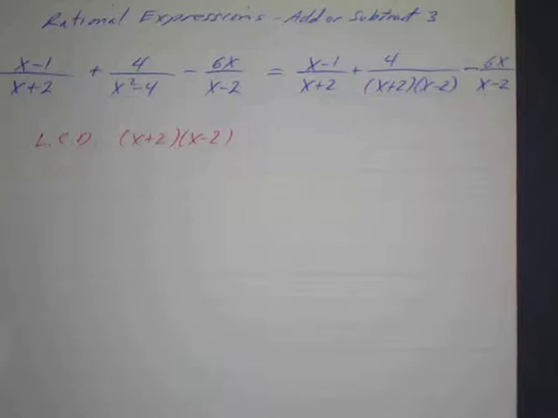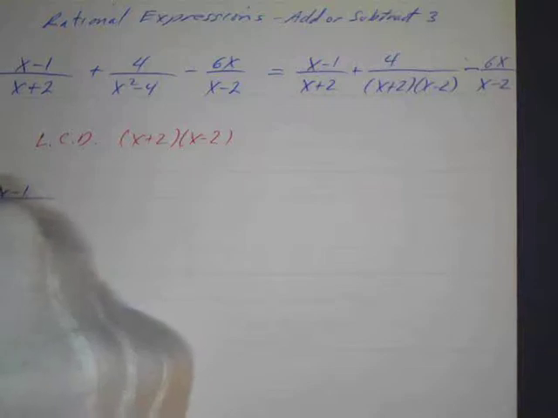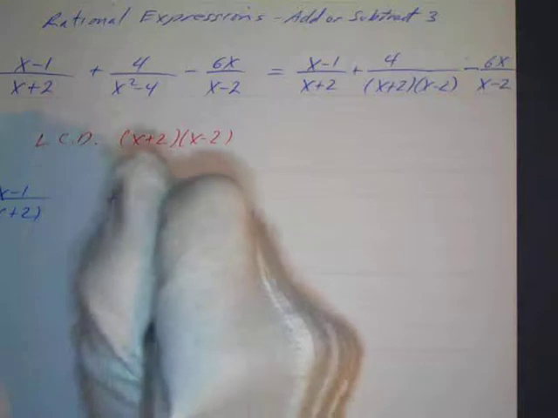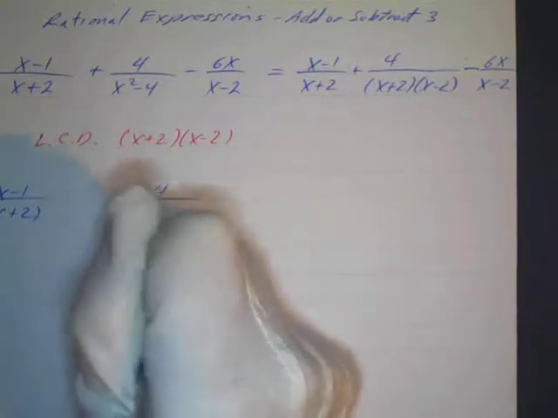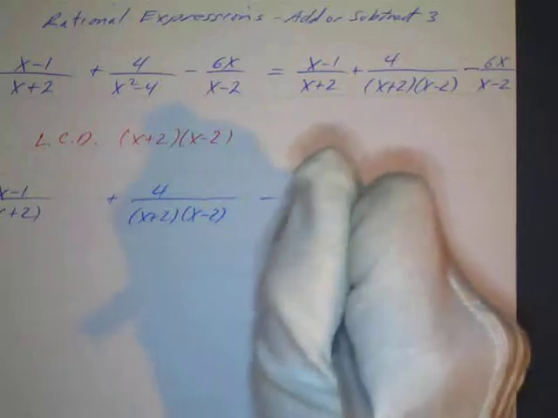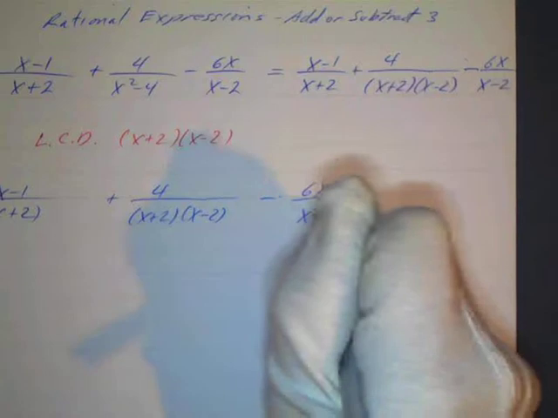So I have to make all these denominators the same. So I'll rewrite this and give myself some room to do my work. x minus 1 over x plus 2 plus 4 all over x plus 2 times x minus 2, and then minus 6x all over x minus 2.